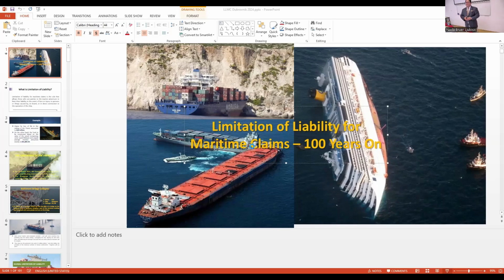Limitation of liability by abandonment, limitation of liability by tonnage, and the American system. The Belgian system, just to tell you, was something of a compromise that led to the first international convention. So it will be somehow touched upon, but I want to focus on those first three.